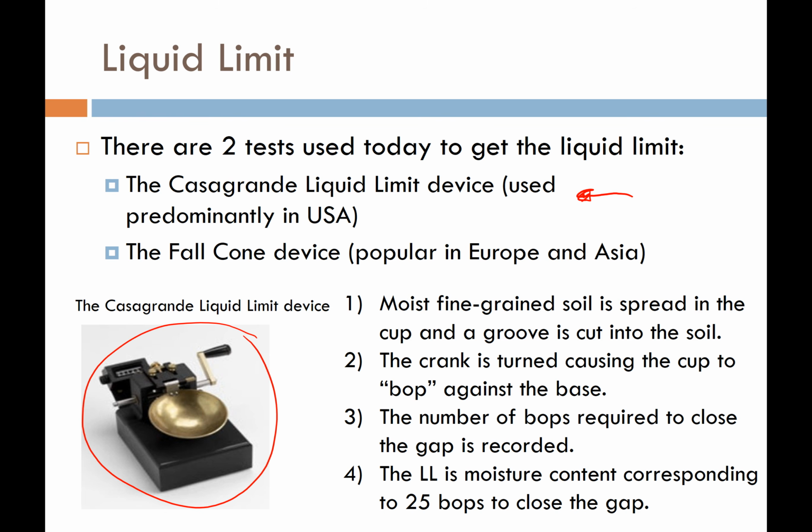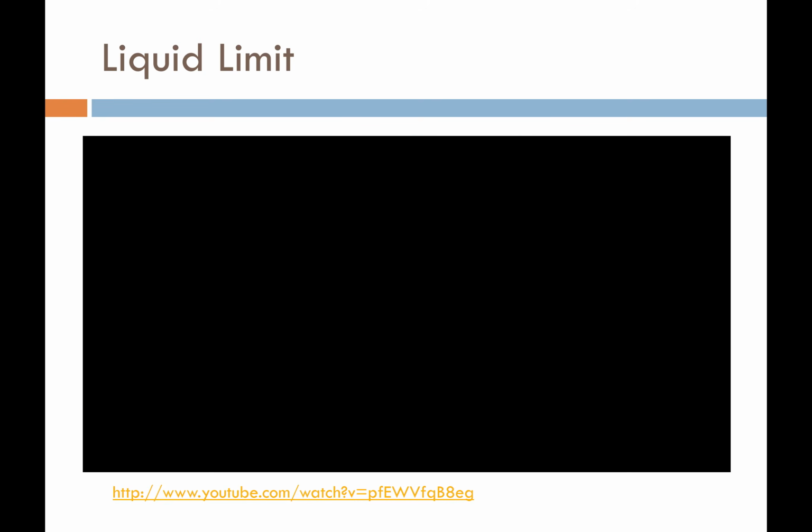An alternative device that's used more in Europe and Asia is called the fall cone device. I'm not going to talk too much about that other than it's a nifty test. They drop a cone from a known and constant distance down into the soil. There's a line drawn on the cone, and the liquid limit is the moisture content in the soil at which the cone drops exactly to the line drawn on the cone. So these are the tests that are used today, but mostly in this class we're only going to talk about the Casagrande liquid limit device.